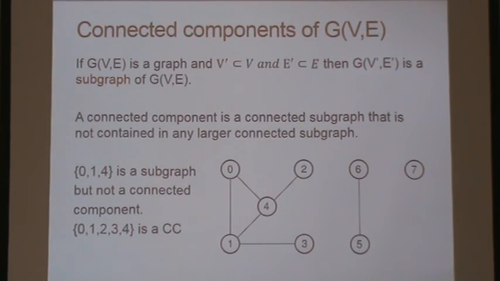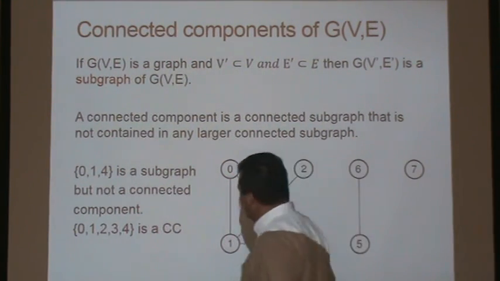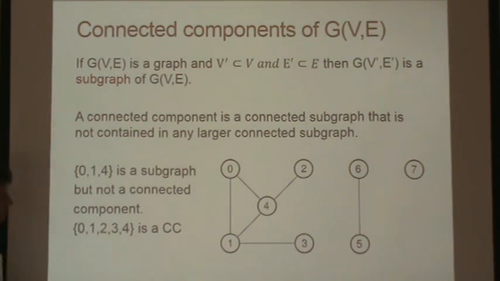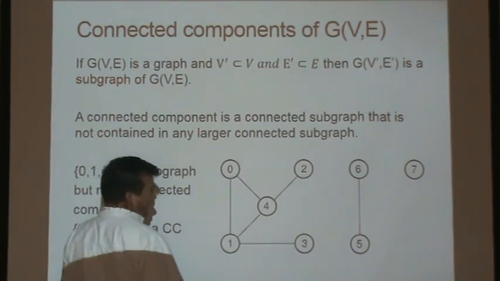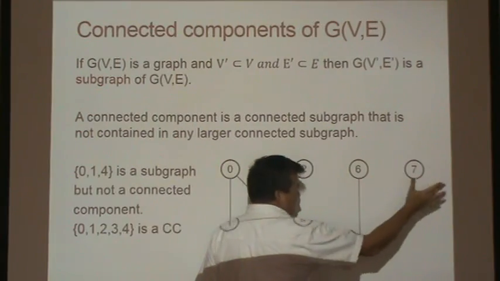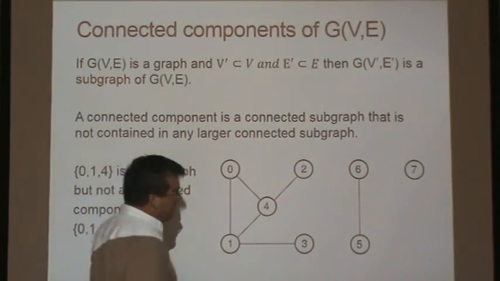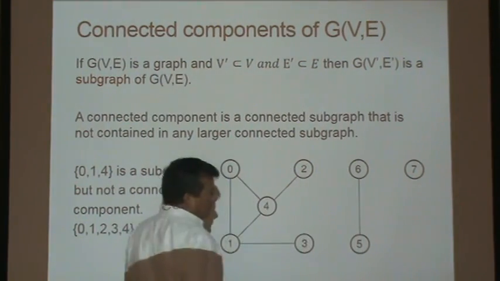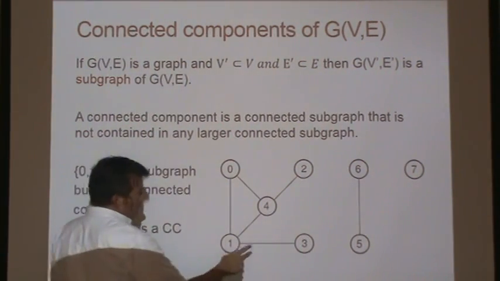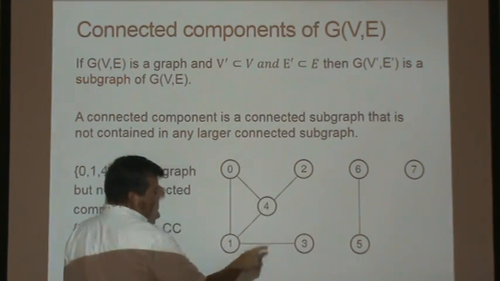Okay. Then the connected components of a graph, if a graph had many components to it, the connected components of a graph would be all the subsets of vertices that are connected to each other. So, for example, this 7 would be a connected component. It's one vertex and it's connected to itself. 6 and 5 is a connected component. And then 0, 1, 2, 3, and 4 is a connected component.